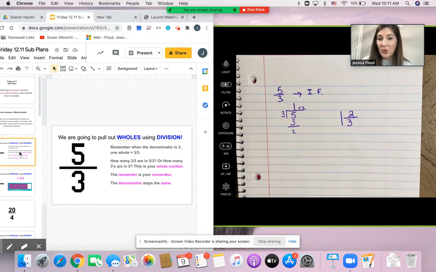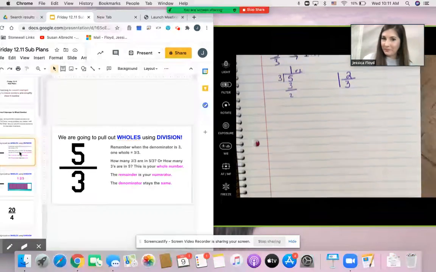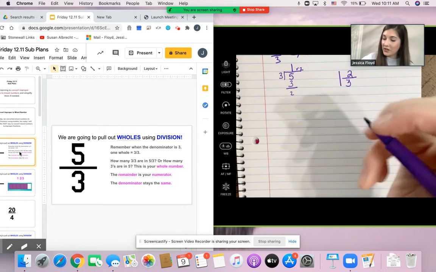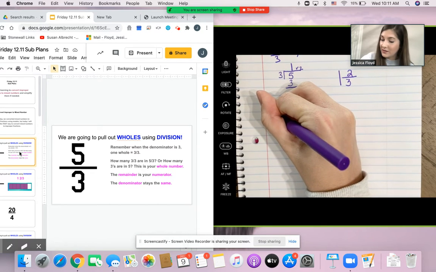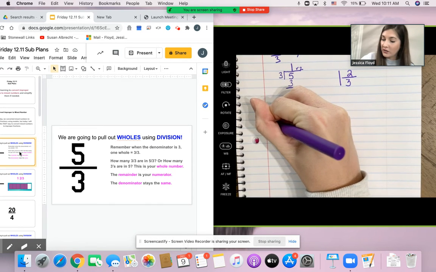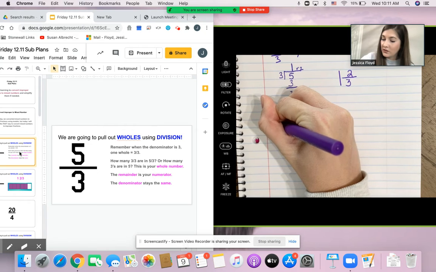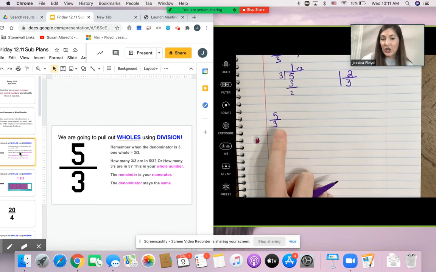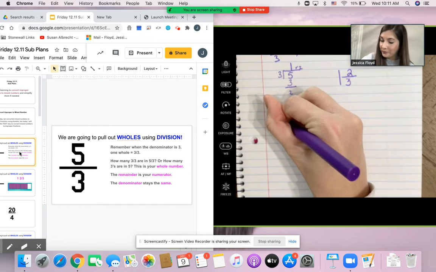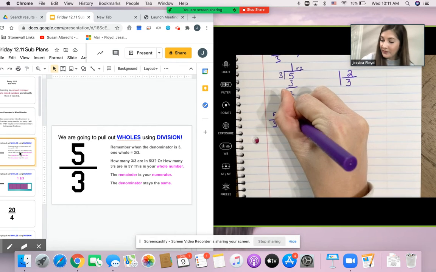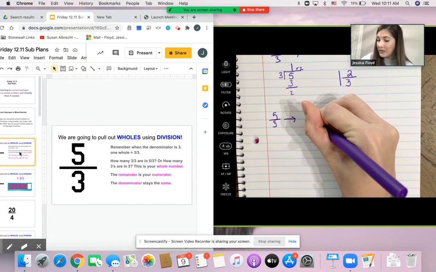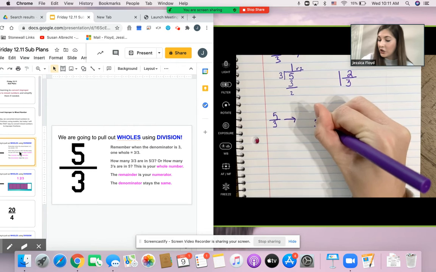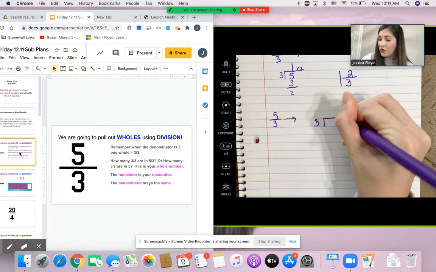If you're thinking, Miss Floyd, that was really fast, it's okay. Let me do it again. So we know that 5/3 is an improper fraction. We cannot leave it like this. So I am going to use division to help us change it to a mixed number. I'm going to ask myself, how many times does 3 go into 5?